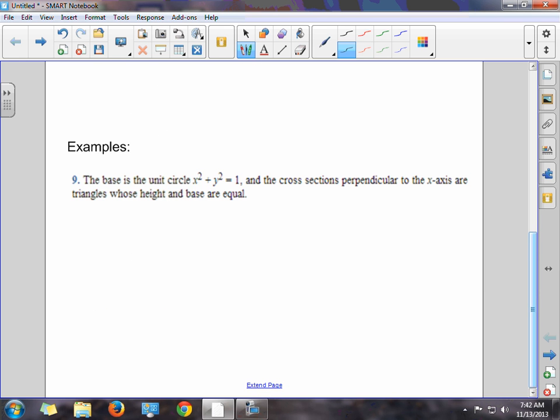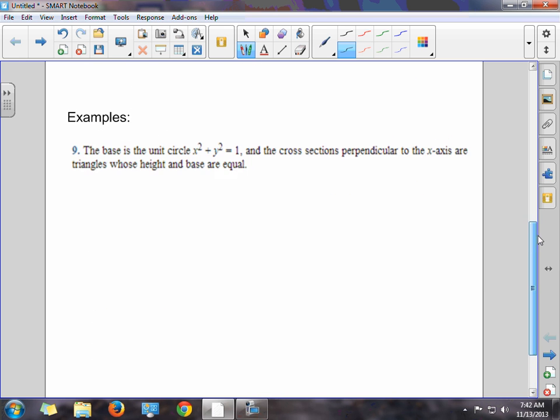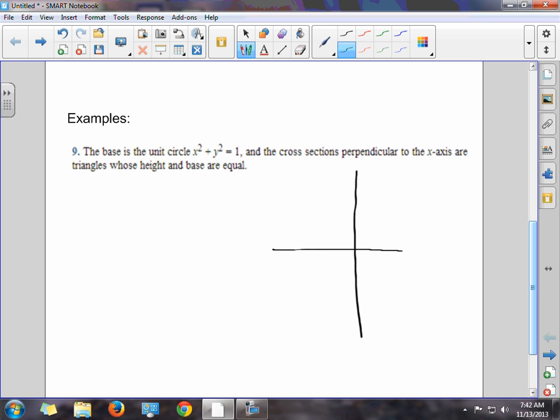I think pictures are incredibly helpful when you're doing this. And I know it's hard to draw three-dimensional pictures, but you just have to do the best you can. I don't have a given picture for this one, so I'm going to try to sketch one out. They tell me that the base of this figure is a circle. It's the unit circle. It has radius 1. It's a pretty horrible circle, but we'll do what we can. We know that's 1, negative 1, and 1, negative 1, sorry. And we're going to take cross sections perpendicular to the x-axis.